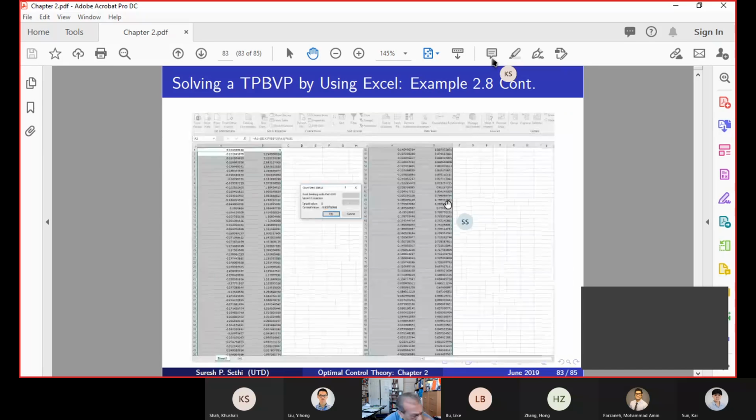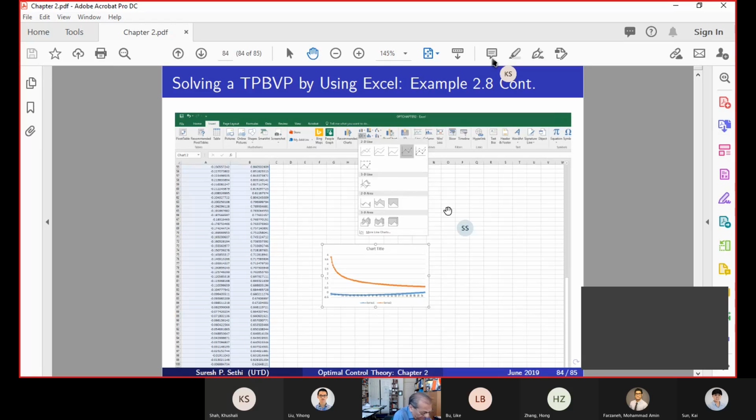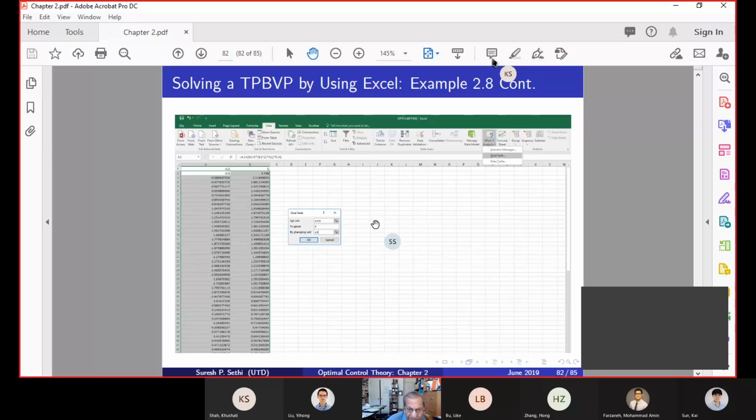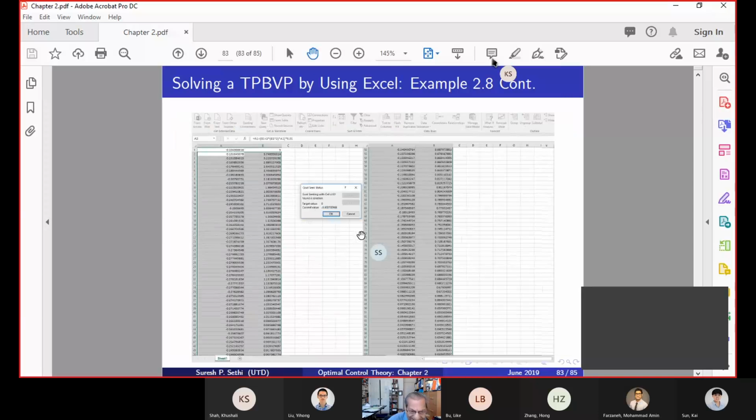Now let me see what I have in the book here. We are pretty close to finishing the chapter. I will spend 2 minutes for you to ask questions. So the book has, these are not readable, but the book tells you what to do.